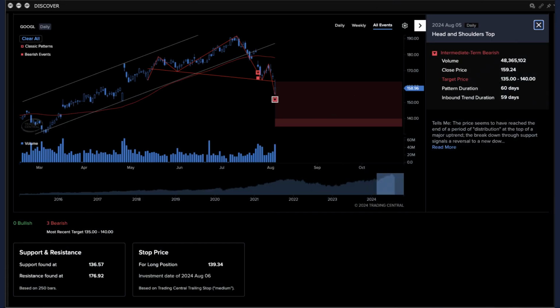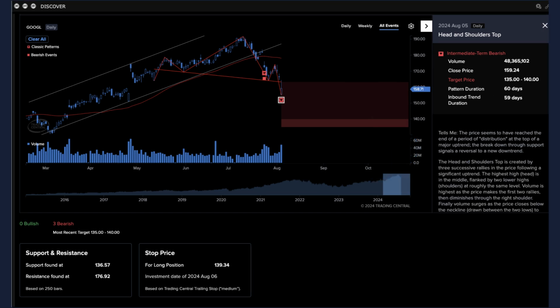You will notice if you drill down on a particular chart on the right side, there is a text area that spells out what this pattern is showing. Just click Read More to see additional details.